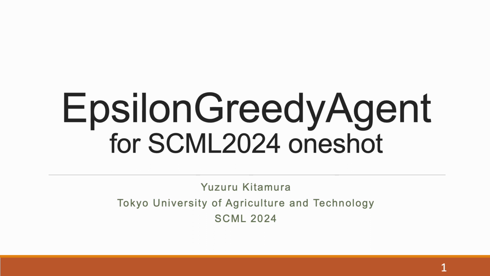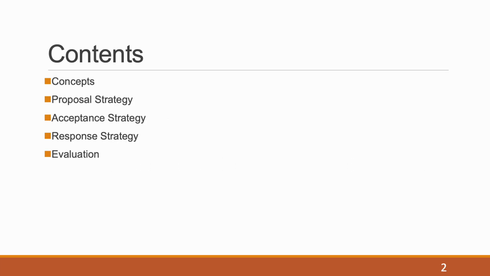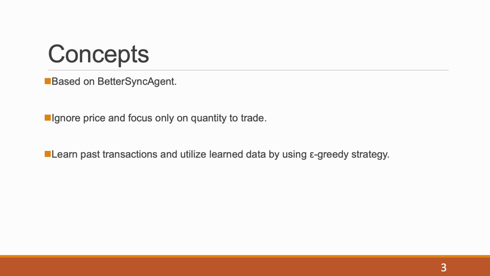Now, I start my presentation about the strategy of my agent, EpsilonGreedyAgent. Here's the content of my presentation. I'm going to talk about my agent's concepts, proposal strategy, acceptance strategy, response strategy, and evaluation in a simulation. To begin, I will explain my agent concepts.